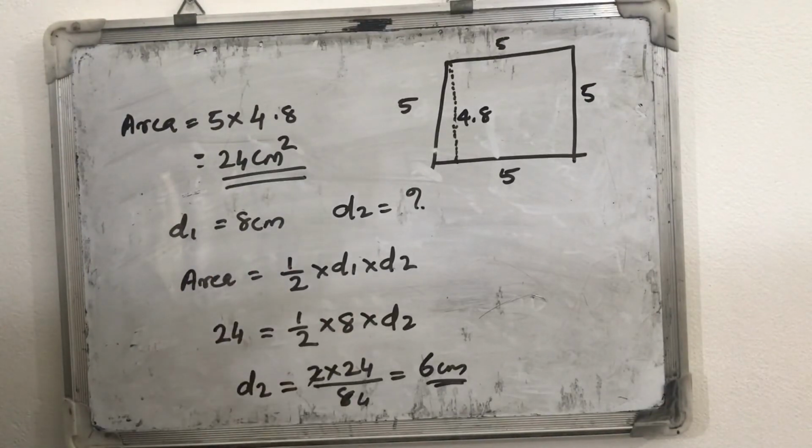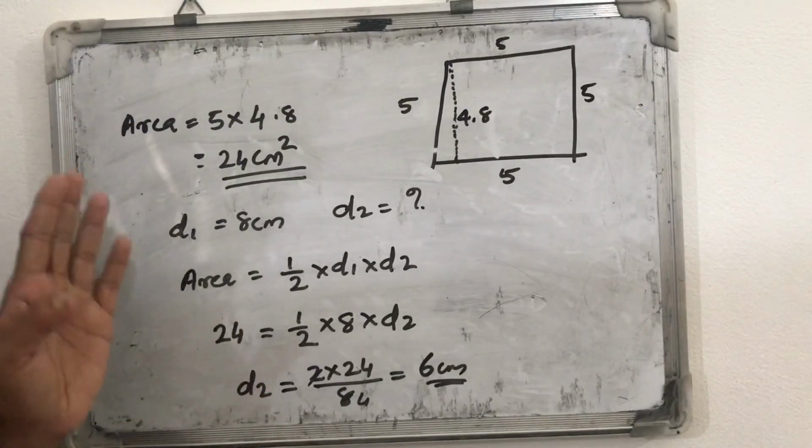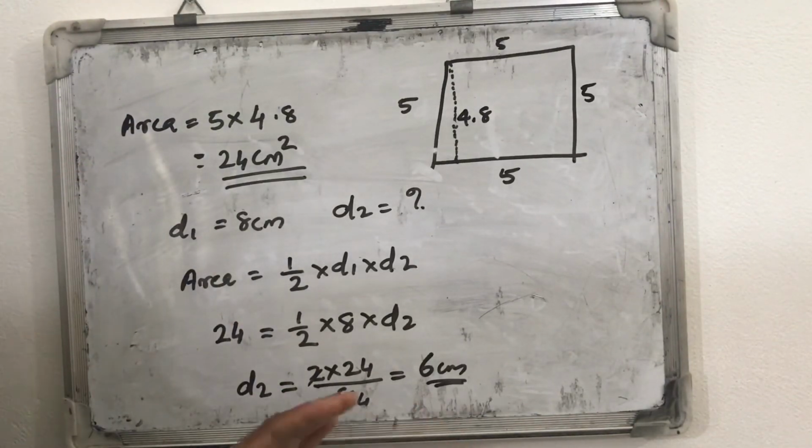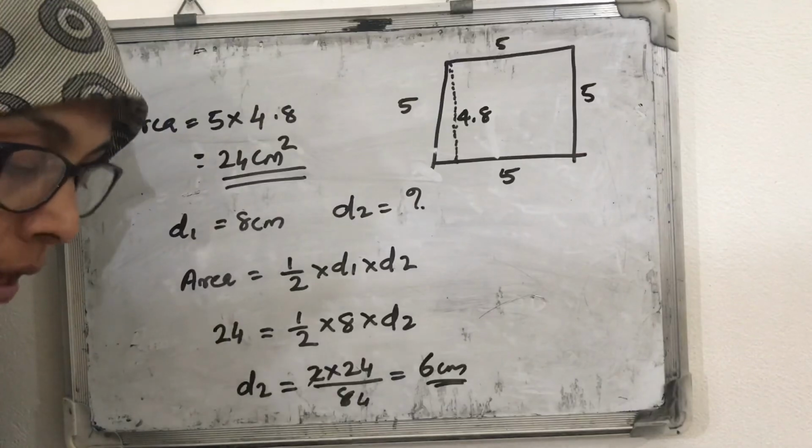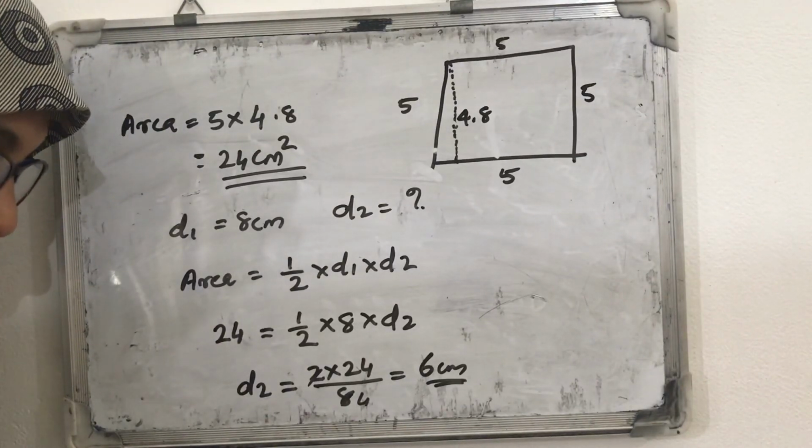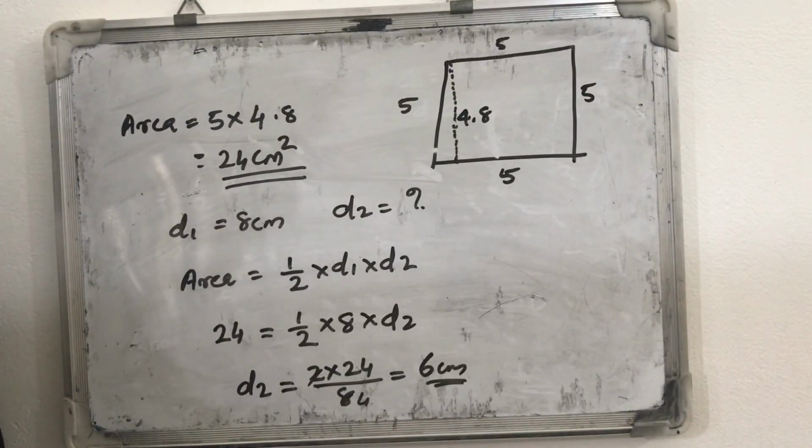So this way, if the area is not directly given, we use another method for finding it. Then if the other diagonal is asked, we can easily find it. Okay, next two questions you can do as homework. Okay, thank you.